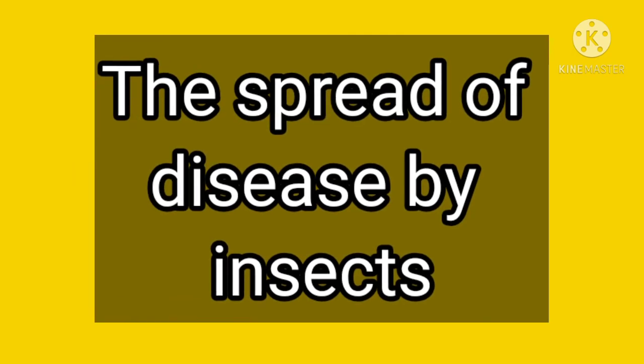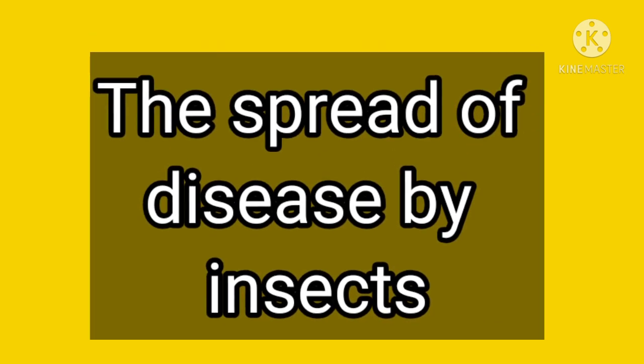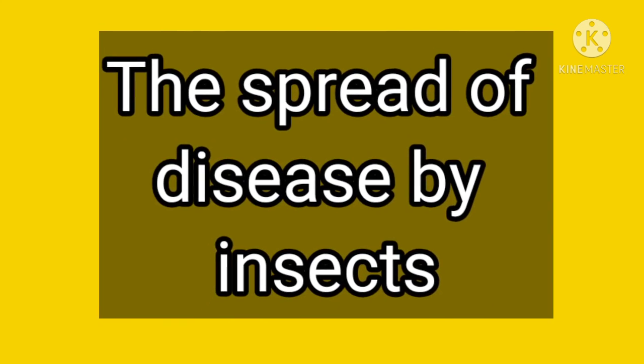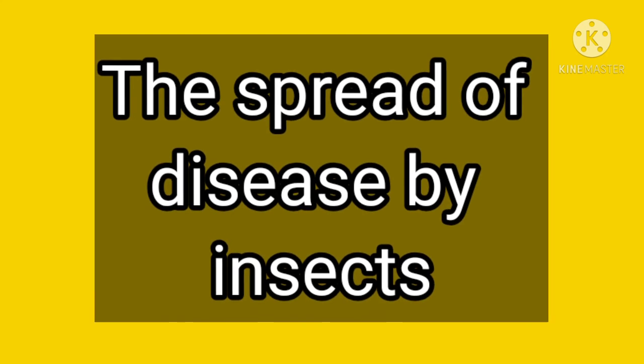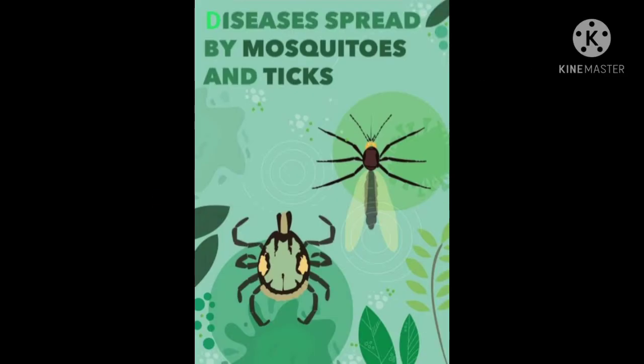Now students, let's start with the next part of this lesson, that is the spread of disease by insects. You may be aware that one can get malaria from the bite of a certain kind of mosquito. When this type of mosquito bites someone who has malaria, the malaria germs in that person's blood enter the mosquito's body with the blood it sucks.